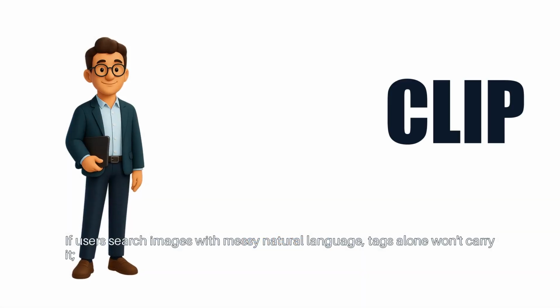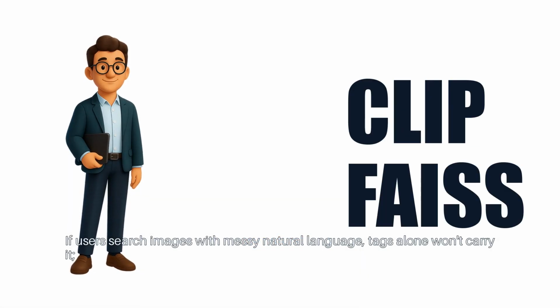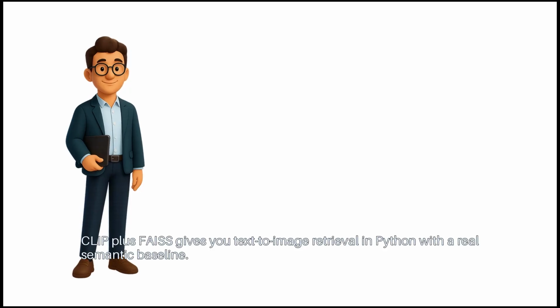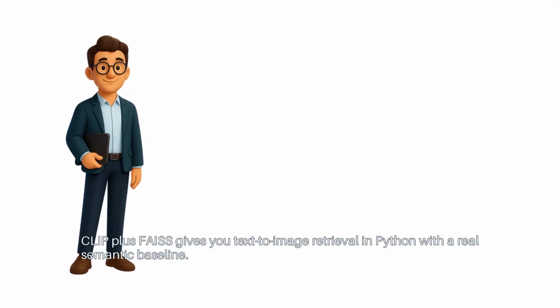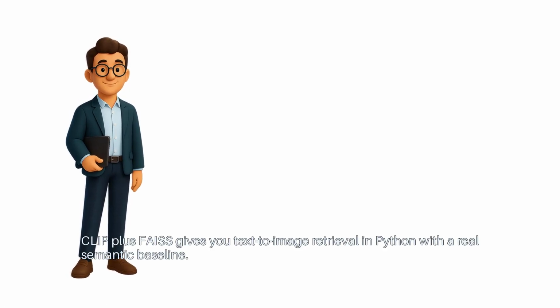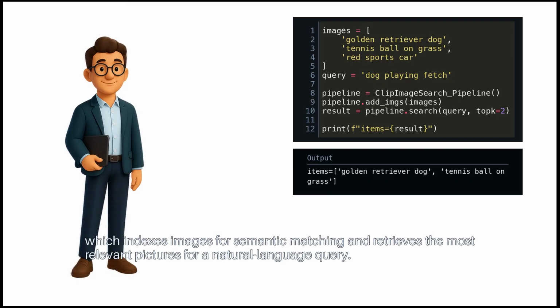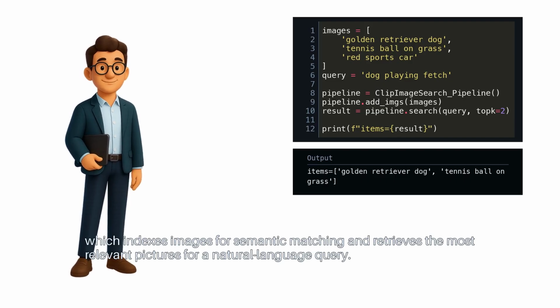If users search images with messy natural language, tags alone won't carry it. CLIP plus FAISS gives you text-to-image retrieval in Python with a real semantic baseline. This is the workflow you'll know how to run when we're done, which indexes images for semantic matching and retrieves the most relevant pictures for a natural language query.